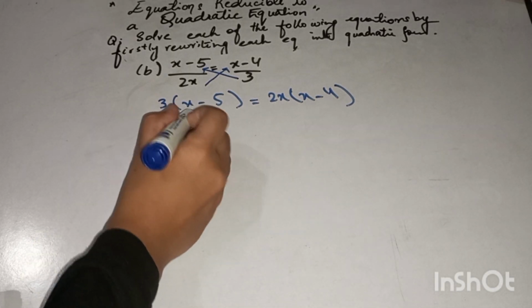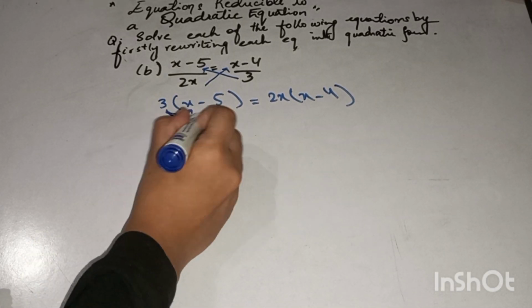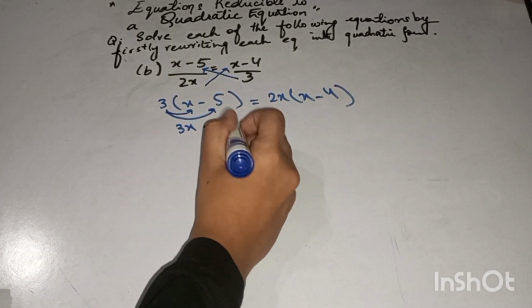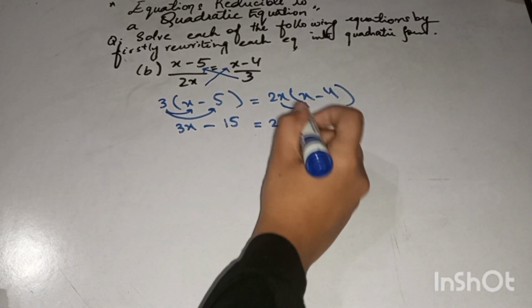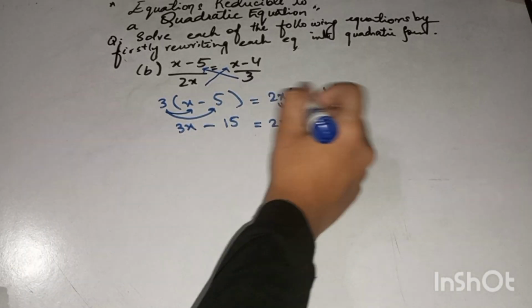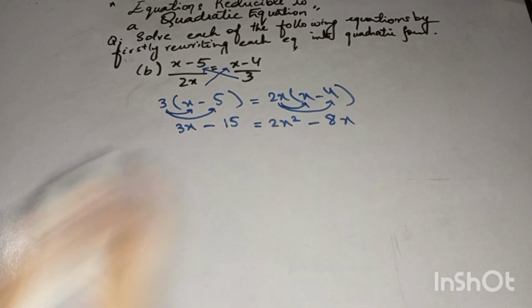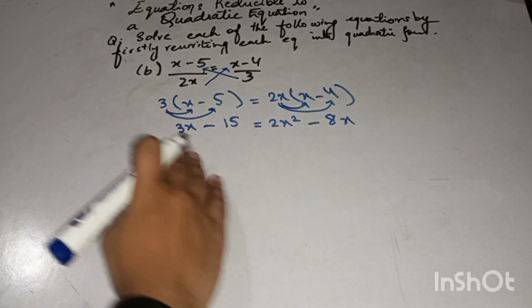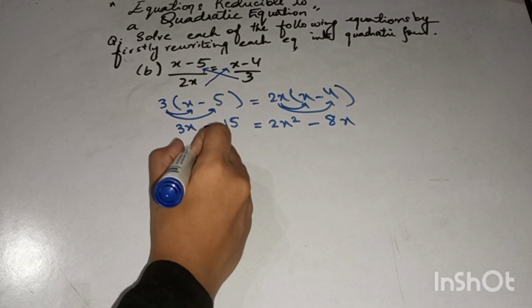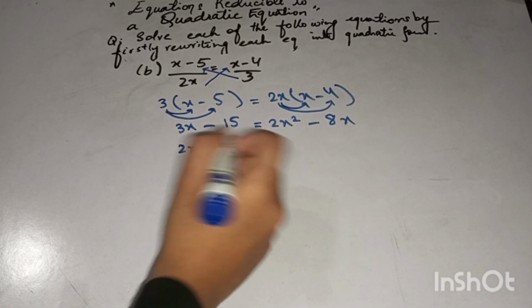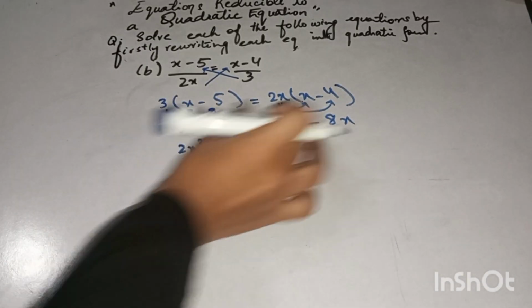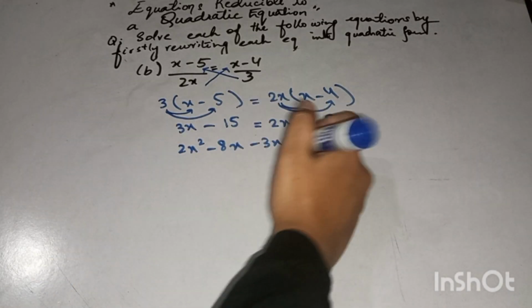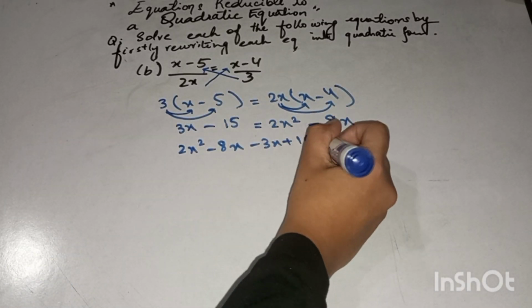So on this side, 3 into x is 3x, and 3 into minus 5 is minus 15, equals the right hand side, which is 2x square, and minus 2 fours are 8. So minus this. Then let's put everything on one side. So 2x square minus 8x minus 3x, because I am trying to take this side to the other side. So plus minus, and then minus 15 is plus 15 equals 0.